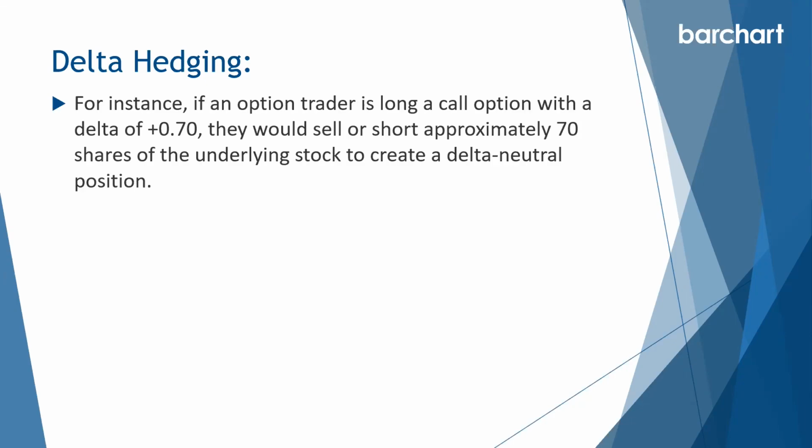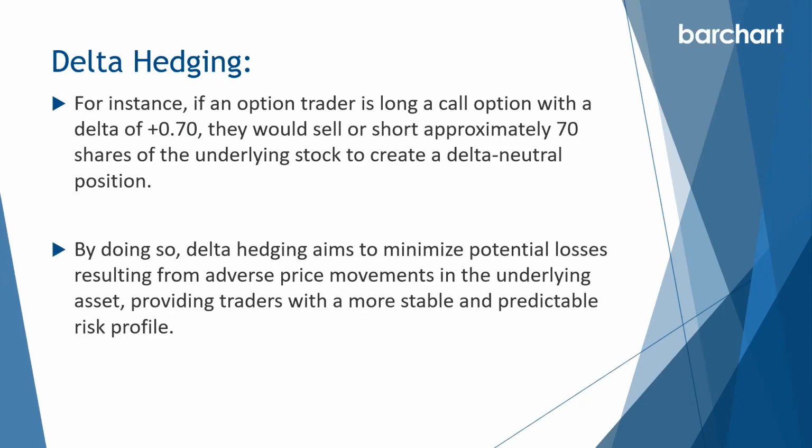For instance, if an option trader is long a call option with a delta of plus 0.70, they would sell or short approximately 70 shares of the underlying stock to create a delta neutral position. By doing so, delta hedging aims to minimize potential losses resulting from adverse price movements in the underlying asset, providing traders with a more stable and predictable risk profile.